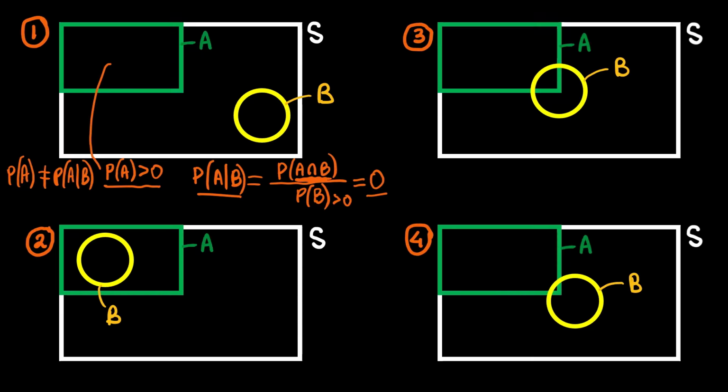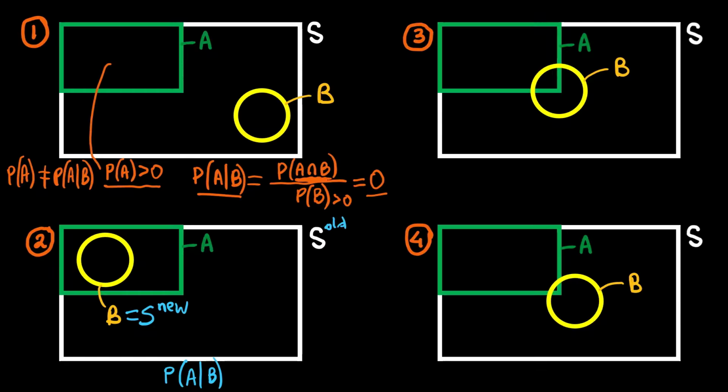Okay, let's look now at the second scenario. In the second scenario, B is a subset of A. So let's think about what the probability of A given B is. What does it mean to condition on B? Well, it means that B becomes the new sample space, right? So we can call it S new, and this is the old one.